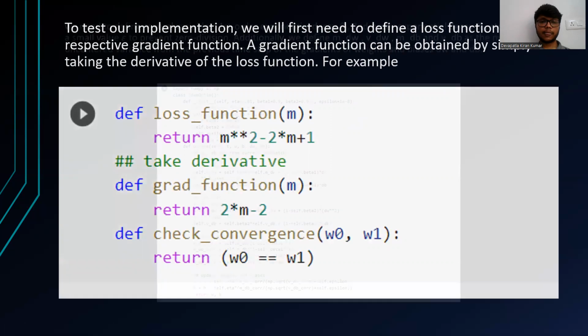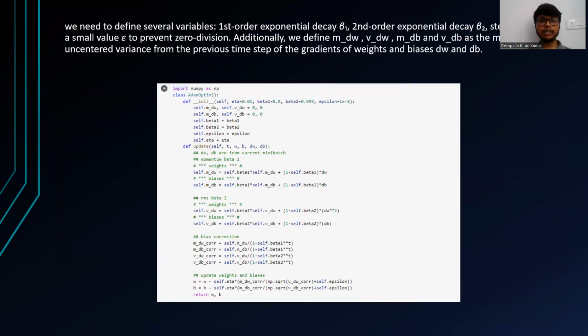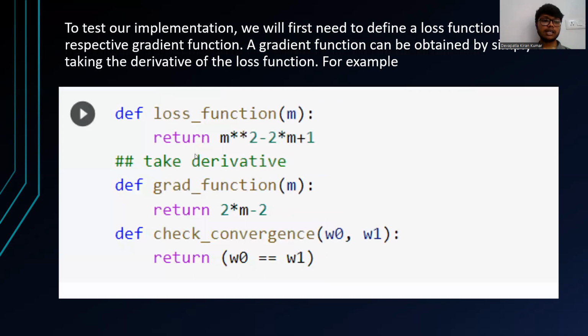In this code we have defined the Adam optimization function, in which we have defined several variables like the first order exponential decay beta 1, the second order exponential decay beta 2, and the step size. Therefore, here we have done a bias correction and we have updated the weights and biases values, and the function returns the updated weights and biases. And here is the second step.